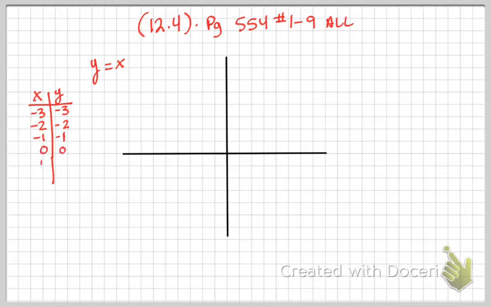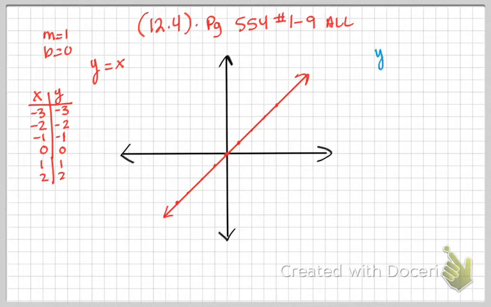So if I'm doing something like this, I'm doing y equals x, I make myself a table, and then I can do the y equals mx plus b, where my m is 1 and my b is 0. I can start at 0, or I can use the points from my table and draw the line. Now this is what we call the parent function, because there have been no modifications to the x or the equation.